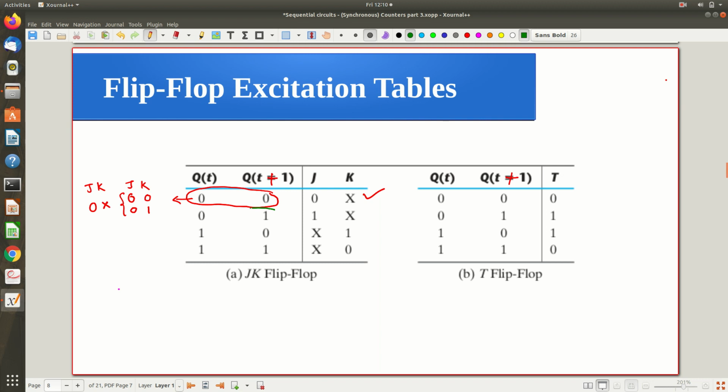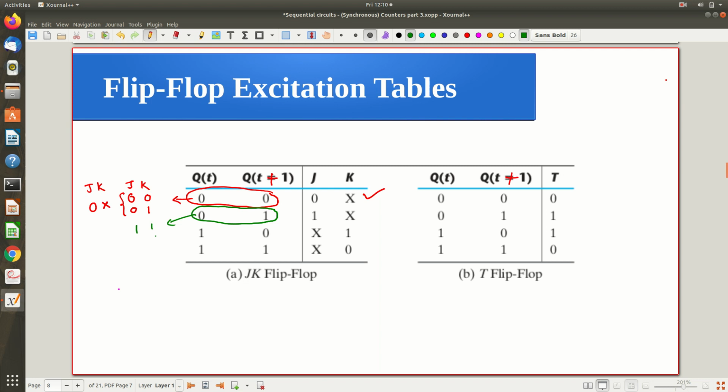Now similarly, what about this? I have this 0 currently, and after one clock cycle I want the output to be 1. I can achieve this in two ways. One way is toggling, right? The 0 changing to 1 is toggling. So J equal to 1 and K equal to 1 will toggle the circuit, right? Another one is you can simply set it. Right now I have 0. After one clock cycle I get the output as 1. It can be due to toggling, right?